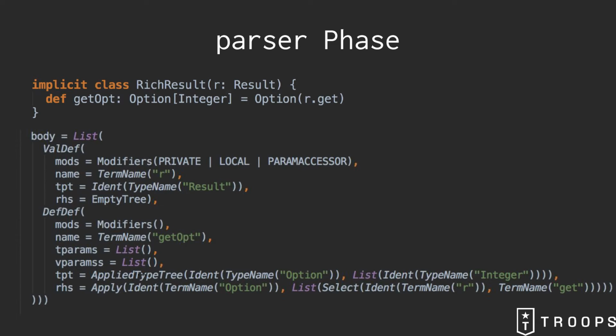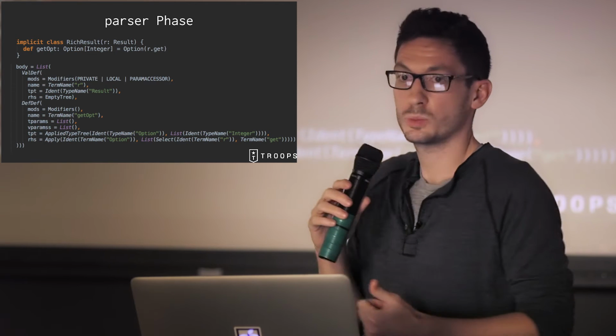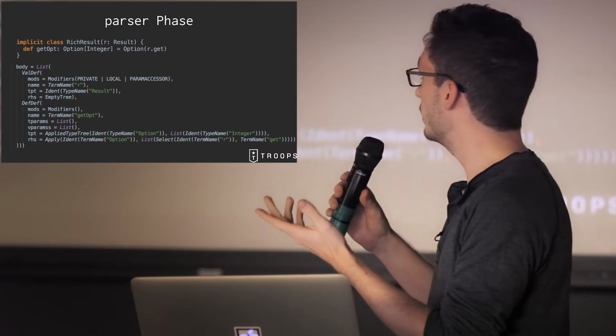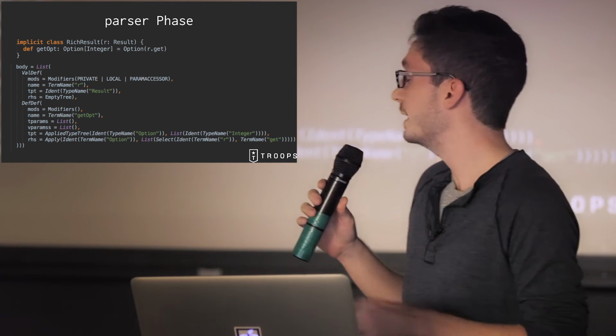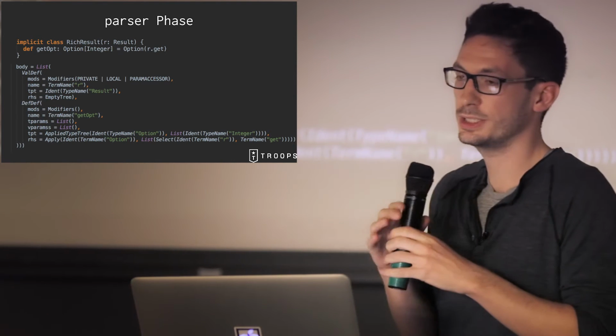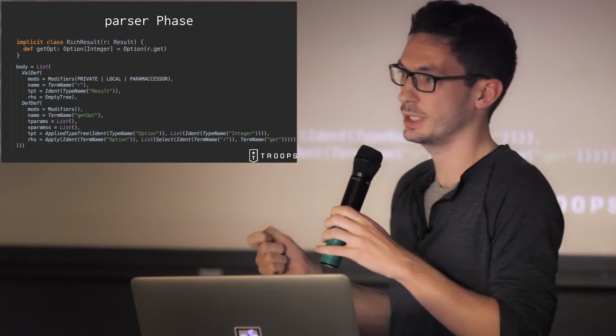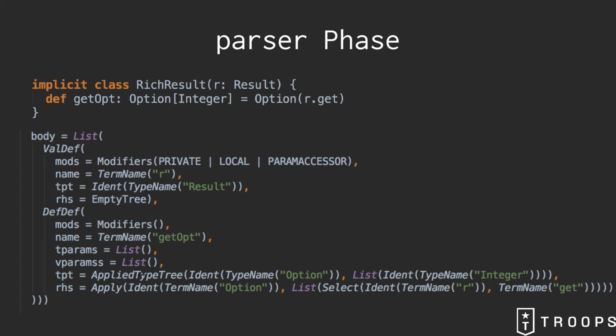So this class has two members. One is a ValDef. It's the R constructor parameter. It's private. Because we didn't put val before R, the modifier is private. It has a name, R. It has a type, but this is a tree type. This is not a type in the compiler. It's a tree that represents a reference to a type. So I hope you can read that. It's the Ident TypeName Result.